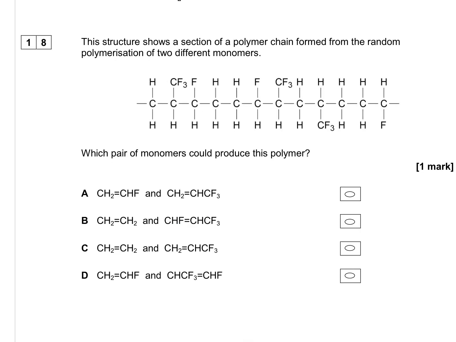18 shows a section of a polymer chain and asks which 2 monomers could have been used to produce it. There's no easy way around this. You just need to look at the different monomers and work out which ones could actually be involved and eliminate some of them. So if we look at A, so if I highlight the 2 different ones in different colours, and you can sort of see where each one is, so where I've highlighted it yellow, it's that monomer, and green is that monomer, and I can fill the entire polymer chain from those 2 monomers.